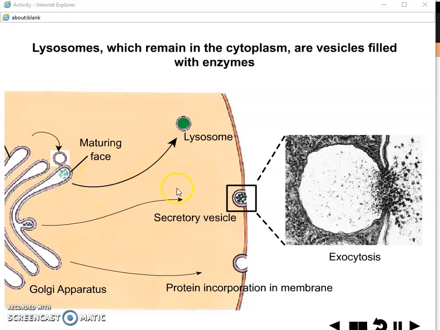Those products basically either will be secreted somewhere else through exocytosis, those products will be incorporated into the cell membrane, or those products will be incorporated into the cell as a structure to help the cell do the type of job that it needs to do.